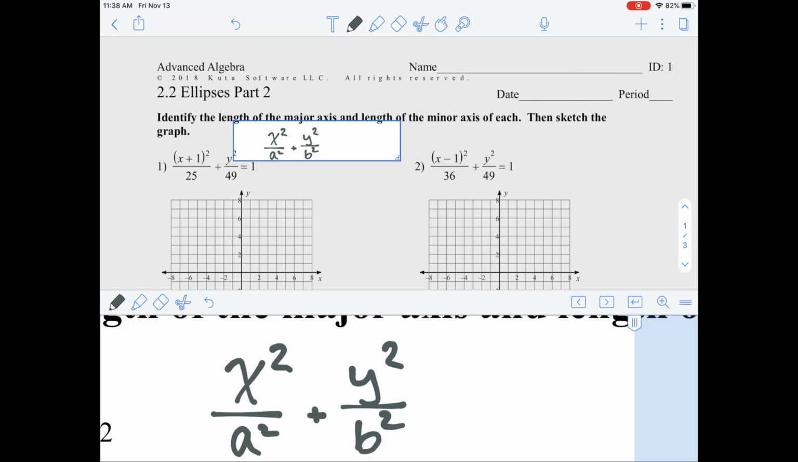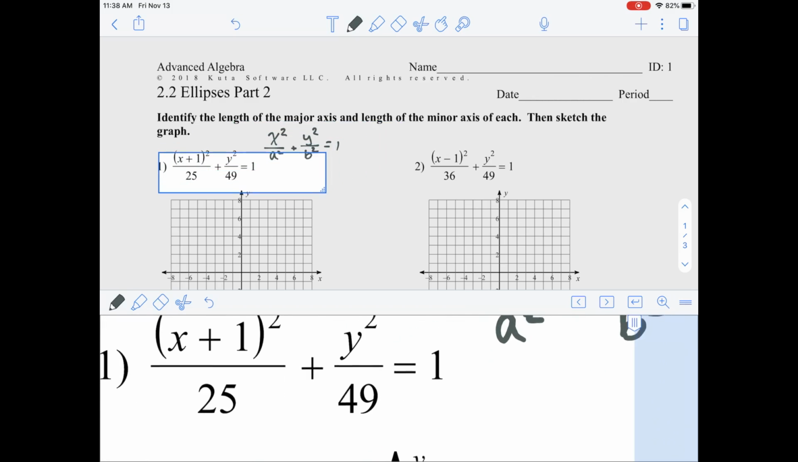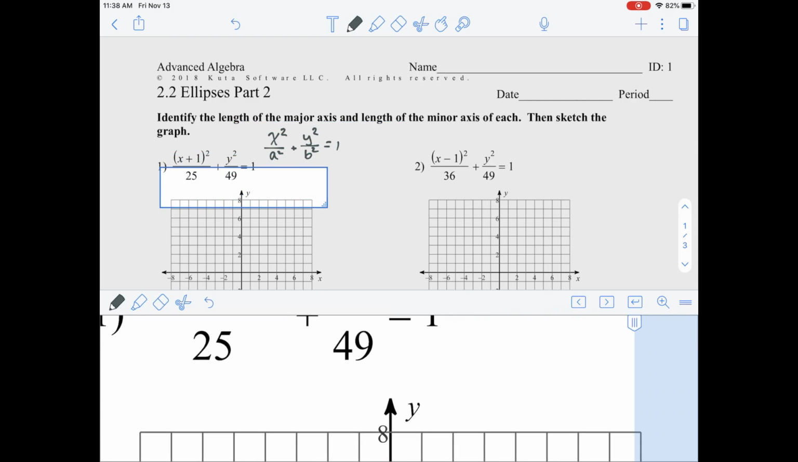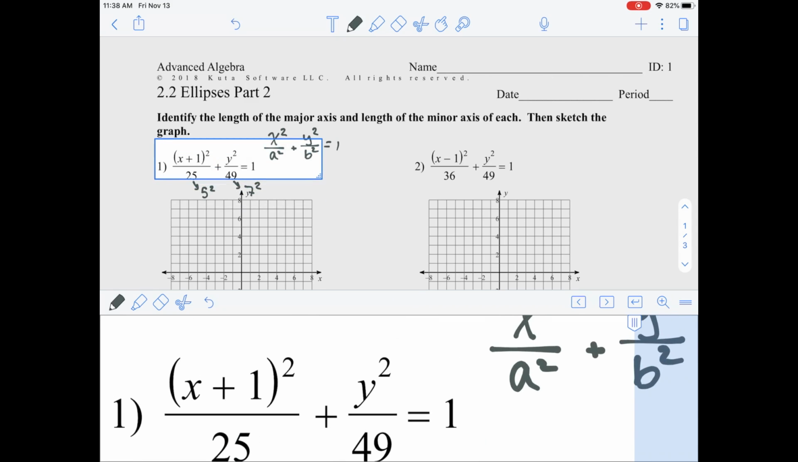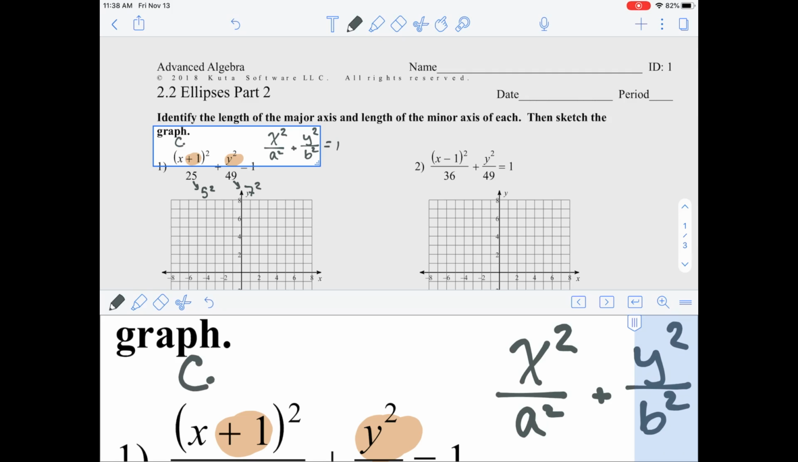And so we'll start off the same kind of way, that the a and the b are our radius in the x and the y direction. So our radius in the x direction is 5. The radius in our y direction is 7. We just need to be able to find the center. And kind of like how we did it with circles, it's just the opposite of whatever number we're adding and subtracting. So our center is at -1, 0.